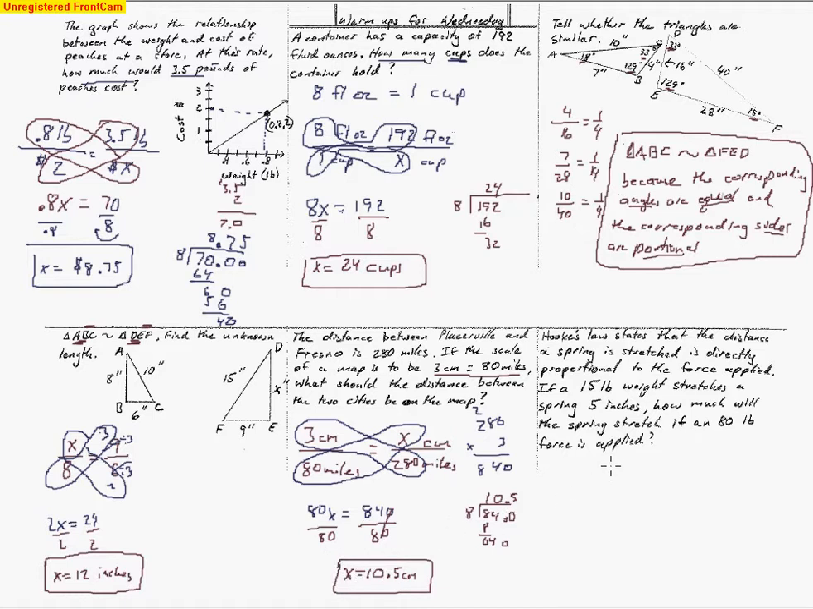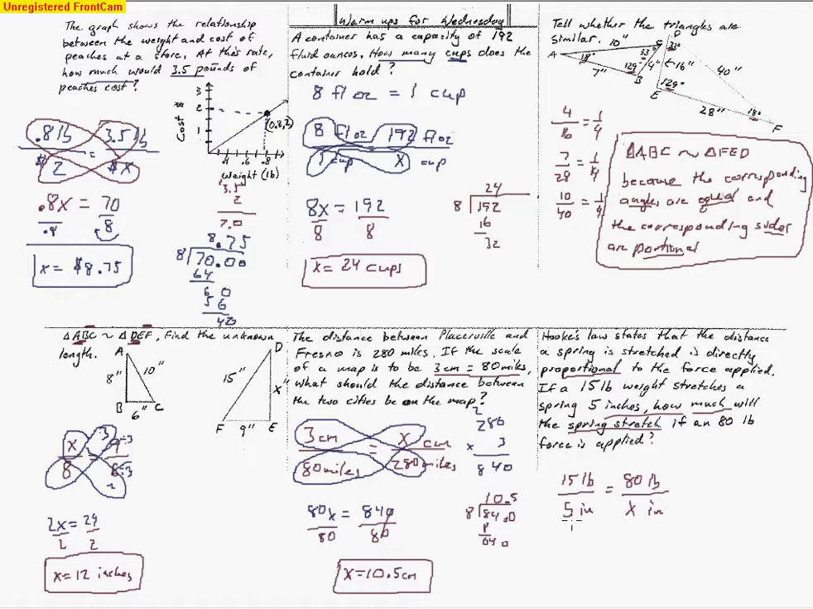Let's take a look at the last one here. It says Hooke's law states that the distance a spring is stretched is directly proportional. So that means that we can write a proportion to the force applied. And so if a 15-pound weight stretches a spring 5 inches, so we have 5 in for inches, how much would the spring stretch if an 80-pound force was applied? Well, since I have pounds on top, I need to be consistent. And it says how much will the spring stretch. I'm going to write down x inches because that's the distance they're talking about.